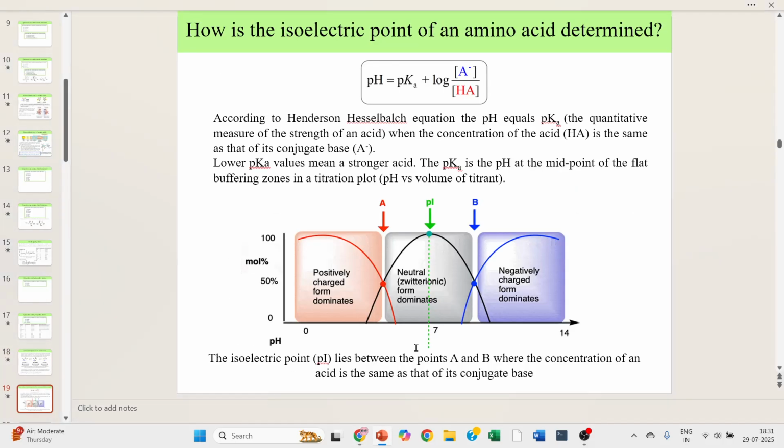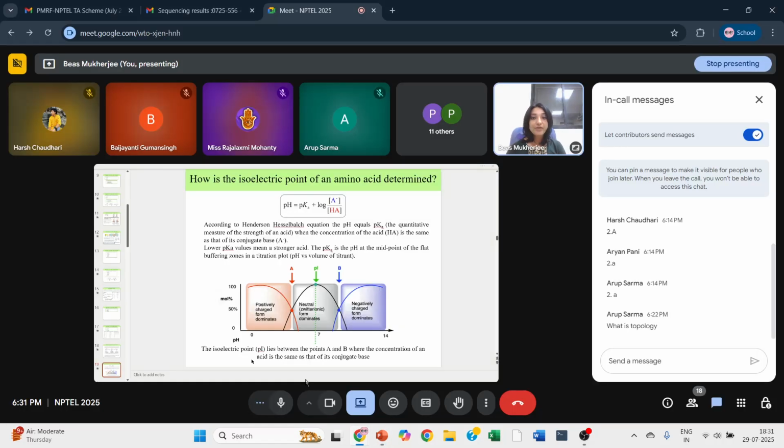Okay. Now we will look at something called the Henderson-Hasselbalch equation. This you might have already studied in school. The Henderson-Hasselbalch equation tells us pH is equal to pKa plus log of the concentration of A minus, which is your conjugate base, over the acid, which is HA, right? So if the pKa and pH are known, then you can find the ratio of the amount of H plus that has been separated from the amino acids.